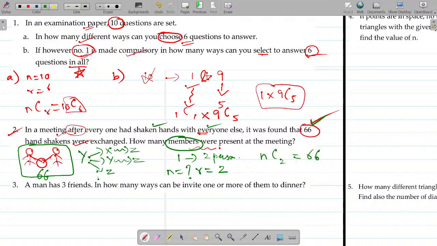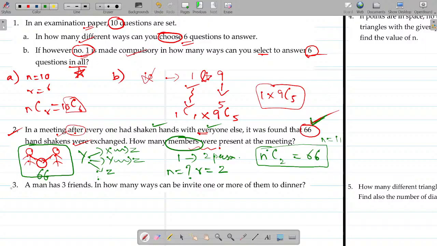You don't know N, that is the total number of persons. For one handshake, R is 2, and the answer is given to be 66. You have to find the value of n. You can try this one, else I will help you. This is the hint. You have to solve for the value of n. I think the n value will be 11. You can check. Shall I go for the third one?